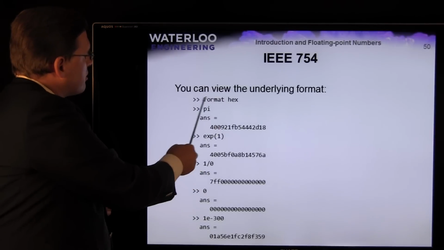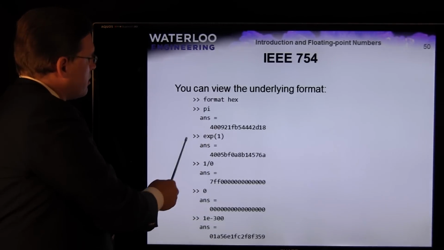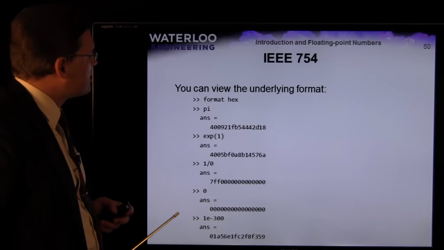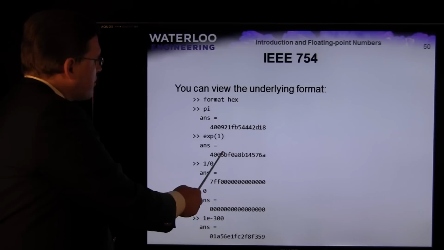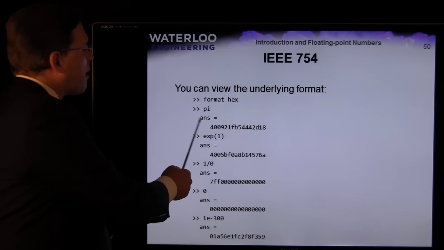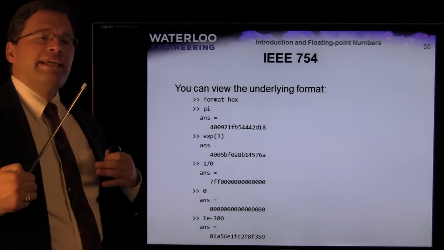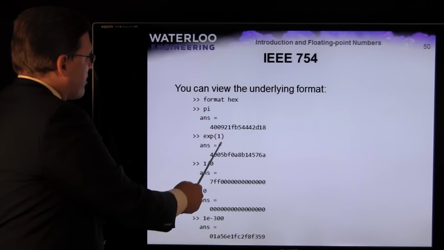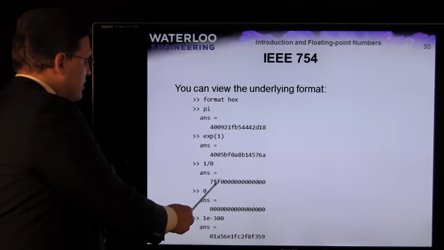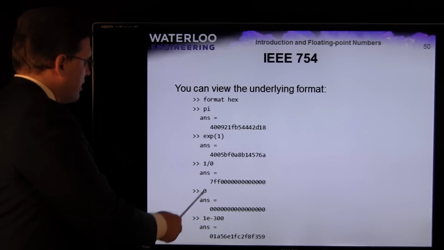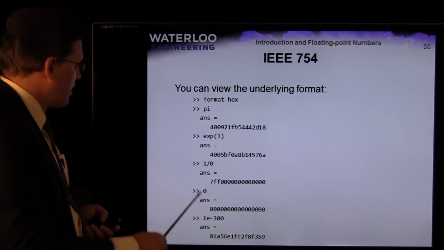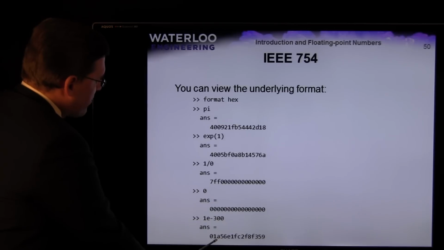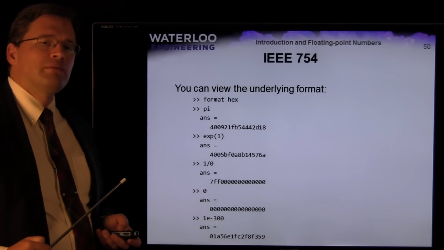So here, pi is 400. Again, that represents the exponent. And here's the mantissa, all digits after that. E to the 1, again, same exponent because pi is 3.14, e is 2.7, so they are both between 2 and 4. They're both going to have the same exponent. 1 over 0 gives you infinity, 7ff. 0 is just all zeros, and 1 times 10 to the negative 300 gives you this value, which has a reasonably small exponent.